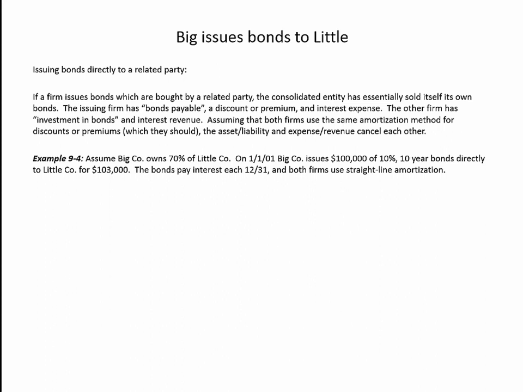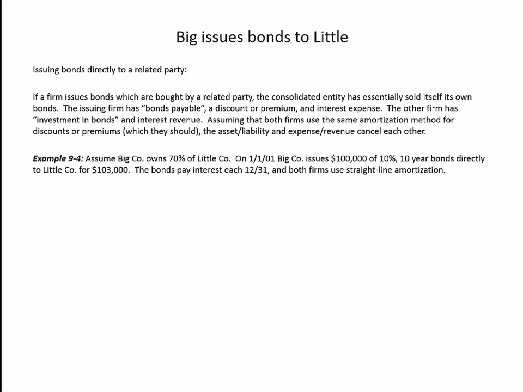Now, if a firm issues bonds which are bought by a related party, the consolidated entity has essentially sold itself its own bonds. The issuing firm has bonds payable, a discount or premium on bonds payable, and interest expense. The other firm has investment in bonds in the same amount and interest revenue. Now, assuming that both firms use the same amortization method for any discount or premium, which they should, the asset and liability should exactly offset each other, and the interest expense and interest revenue should exactly offset each other.